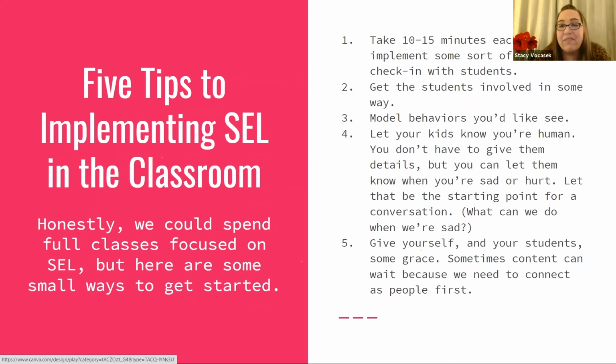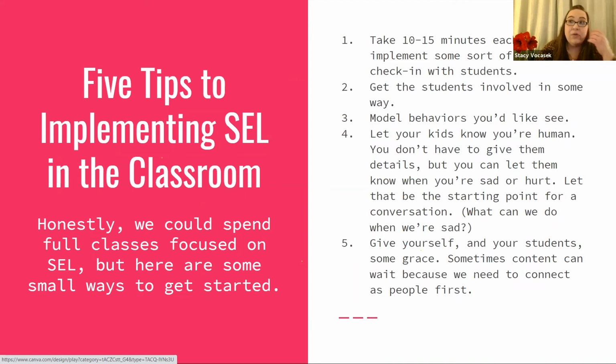Many of you said that you have time. You've got up to 20 minutes. And that's awesome. If you can take 10 or 15 minutes each day to do some sort of check-in or ask kids questions, that's the best. Figure out how to get the kids involved. We do so much work already. How can we get them to do some of the work?